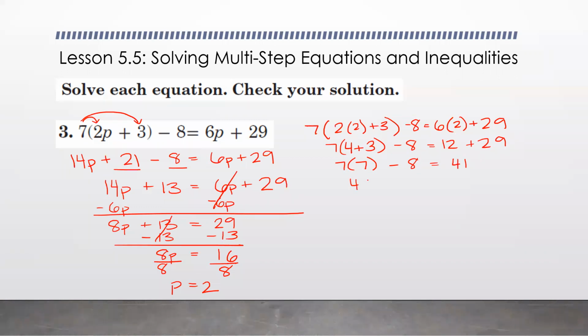7 times 7 is 49 minus 8. And 49 minus 8 is 41. 41 is equal to 41. So I know I'm 100% correct on that one. Okay.